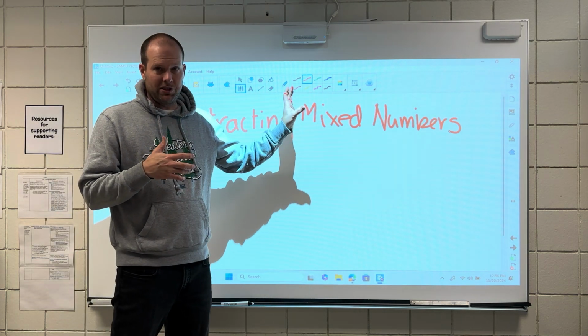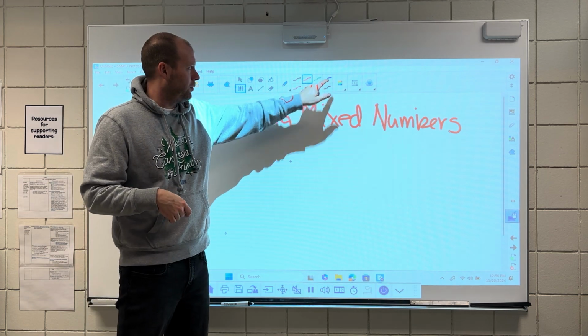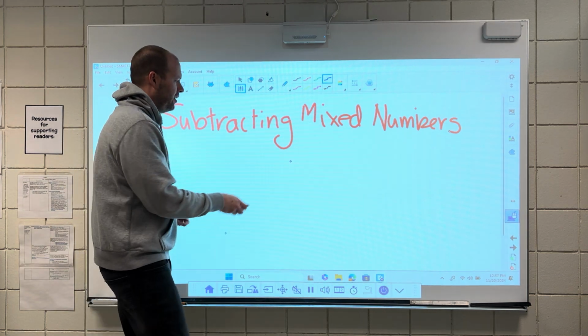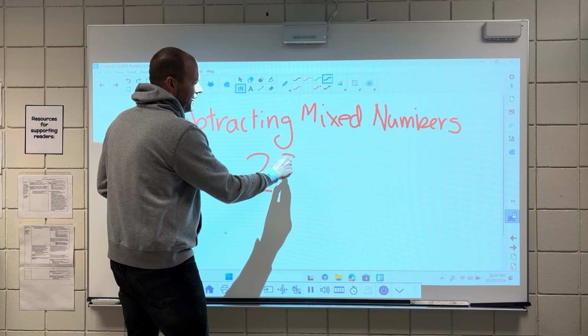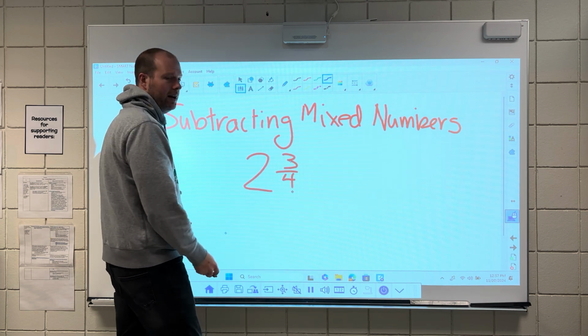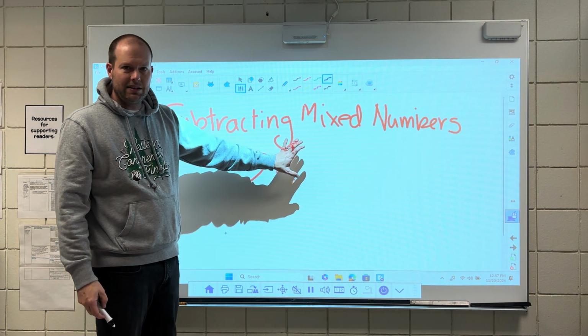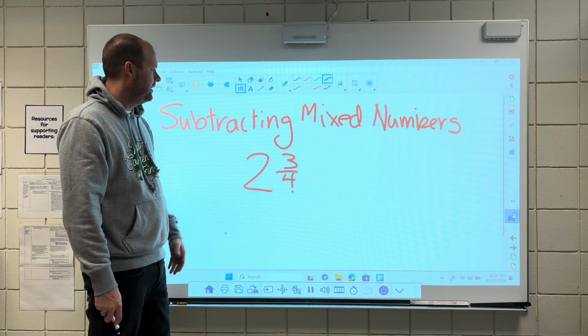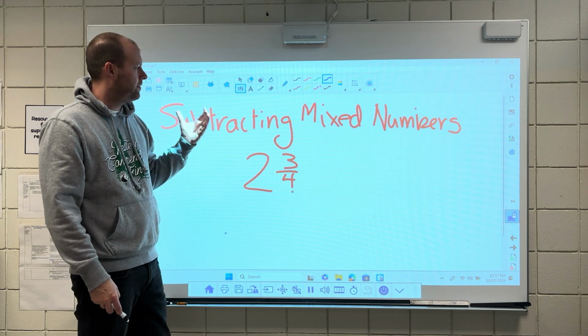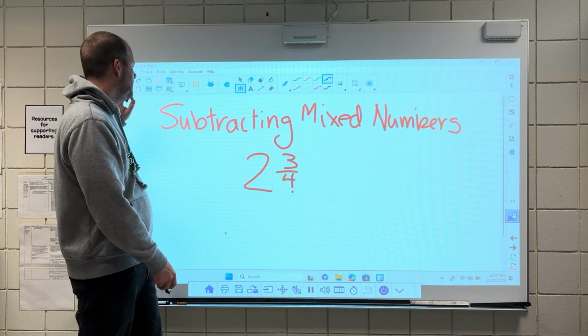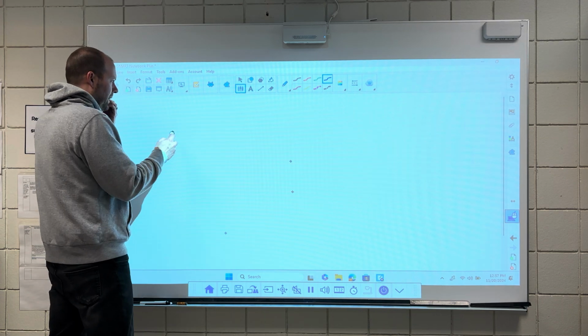The last lesson we talked about what a mixed number was. It is a whole number with a fraction attached to it. So this would be 2 and 3/4. That's how we would read it. This time we're going to be subtracting mixed numbers from one another. So let's start with an easier one.